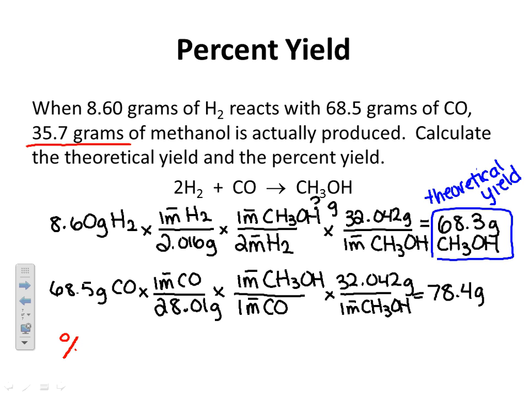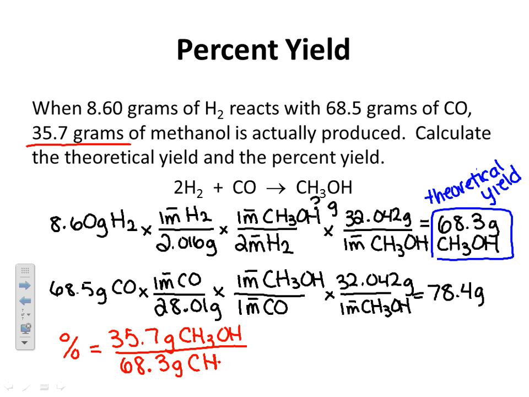So to calculate the percent yield, we're going to do the actual yield, 35.7 grams of methanol divided by the theoretical yield, 68.3 grams of methanol times 100%. So note here that your units are the same, right? So your percent yield has no units, okay? Because you have grams of product divided by grams of product. So I got 52.3%. So we made 52.3% of the expected amount of product.